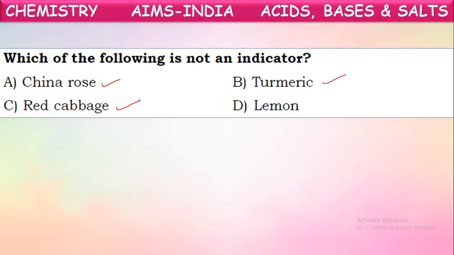Why? Because they are prepared from naturally occurring substances. They are also called natural indicators or organic indicators. Whereas lemon is not an indicator. It contains acidic substances like citric acid and ascorbic acid. So it is not an indicator, it is an acidic substance. So that is the correct answer.